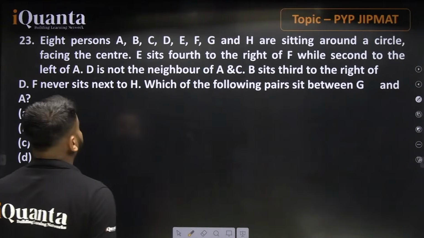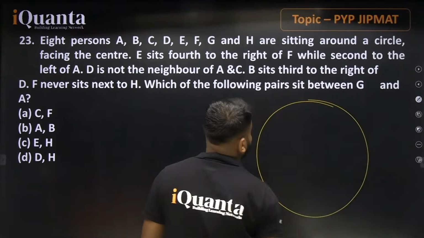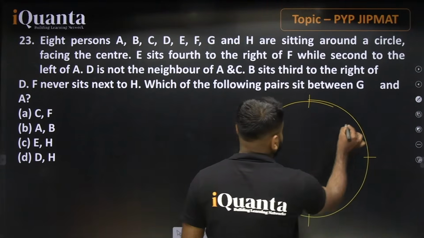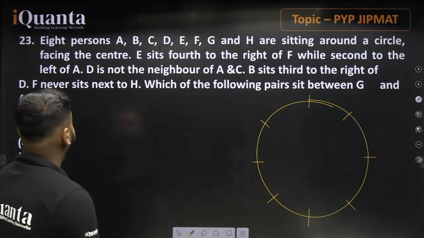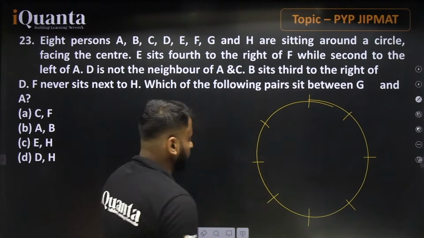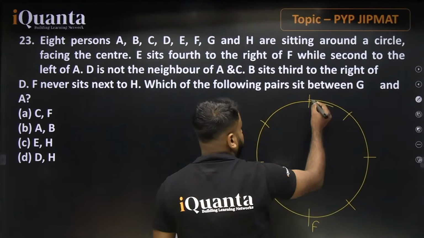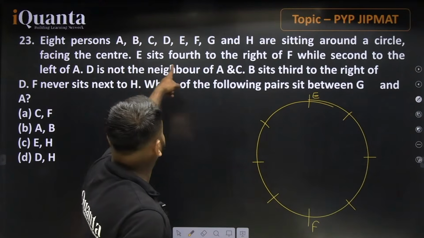Here, 8 persons A, B, C, D, E, F, G, and H are sitting around a circle. So we will just go with the circle first. Here we have first, second place, third place, fourth place, fifth place, sixth place, seventh place, and eighth place. These are the places we have. The statement says that E sits 4 to the right of F. Beta, if this is F, first right, second right, third right, fourth right, here will be E. The statement is saying that E sits 4 to the right of F.